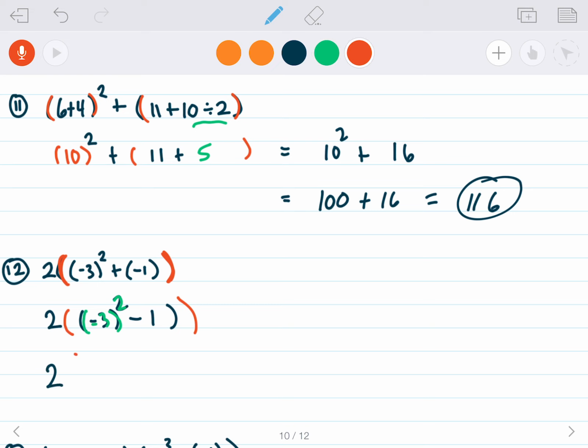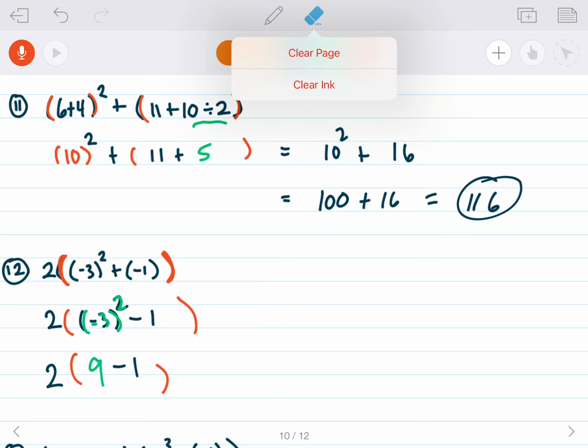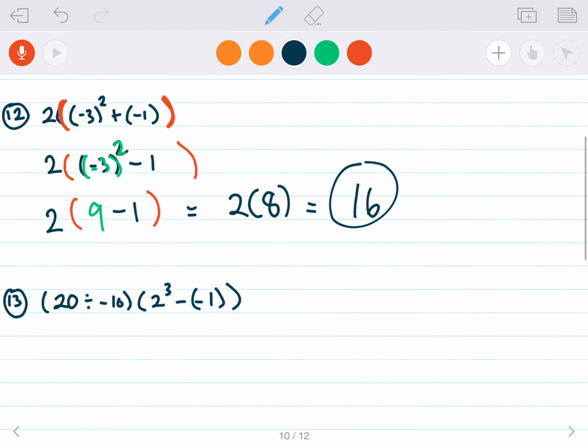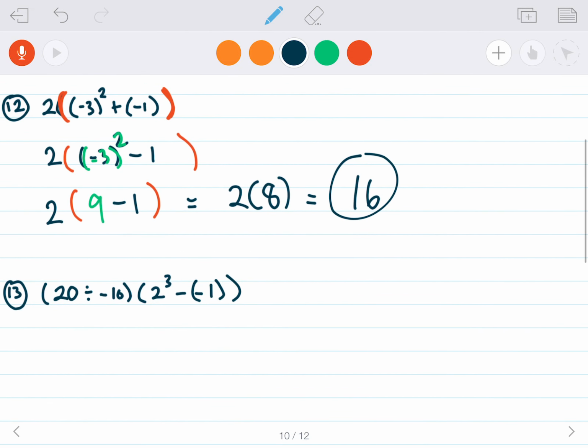So this becomes 2 times positive 9 minus 1, all in parentheses. And actually this shouldn't have been there because we already got rid of it. So there we go. So working in the parentheses, 9 minus 1 is 8. So this becomes 2 times 8. And 2 times 8 is going to give us a final answer of 16. Okay, let's do a few more.